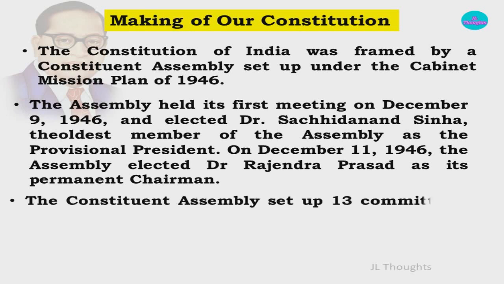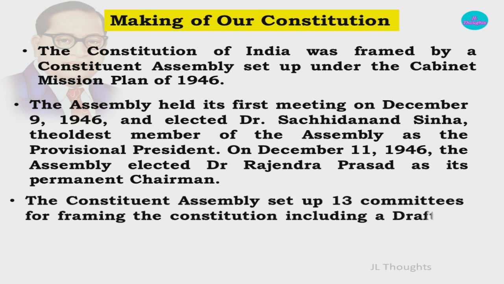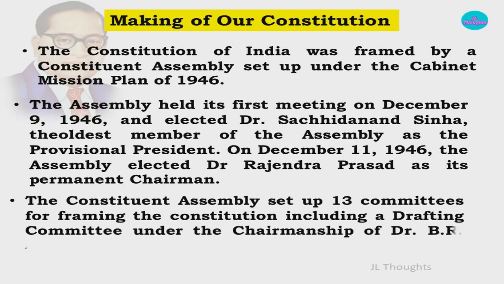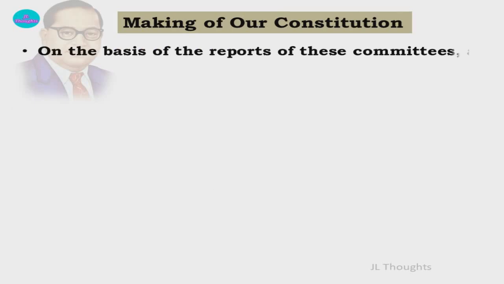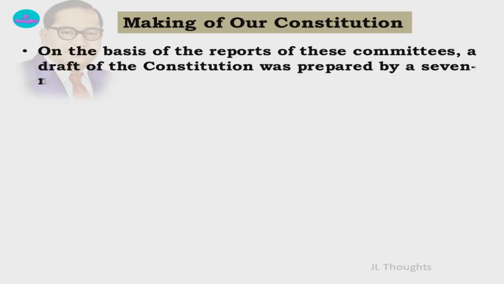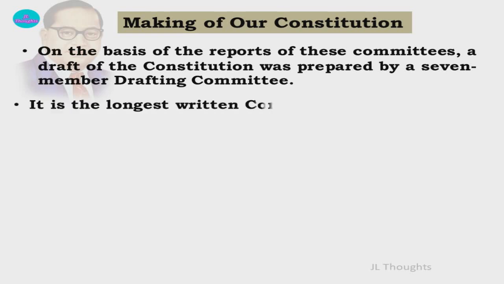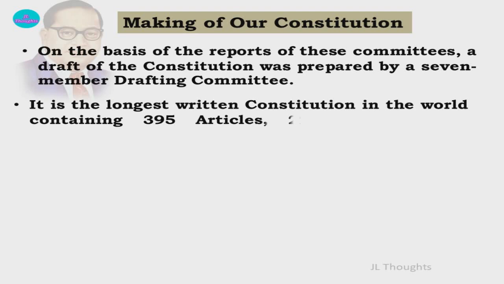The Constituent Assembly set up 13 committees for framing the Constitution, including a drafting committee under the chairmanship of Dr. B.R. Ambedkar. On the basis of the reports of these committees, a draft of the Constitution was prepared by a 7-member drafting committee. It is the longest written constitution in the world, containing 395 articles, 22 parts, and 12 schedules.